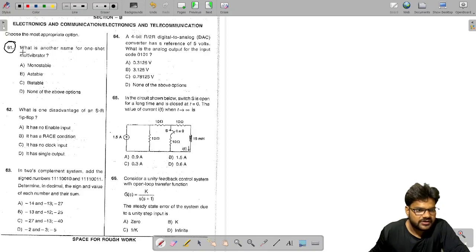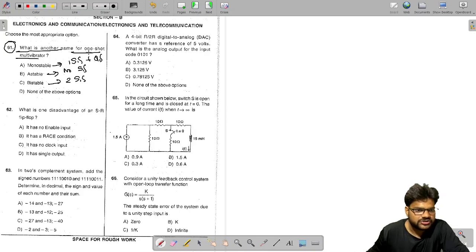Question number 61 is: what is another name for one shot multivibrator? Four options were given: monostable, astable, bistable and none of the above. For monostable, we know it has one stable state, for astable it has no stable state, and for bistable it has two stable states. Monostable also has a quasi stable state.